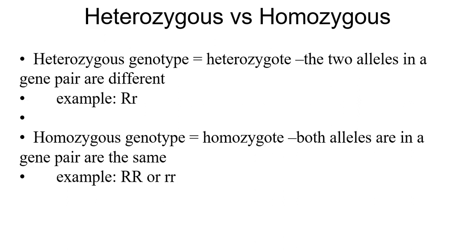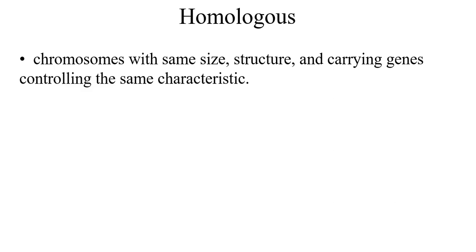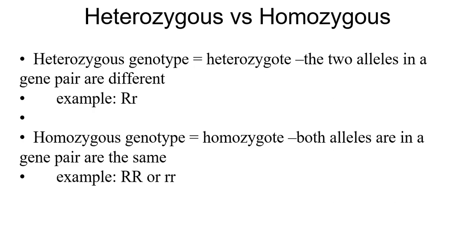Okay? Now we've got the terms heterozygous and homozygous. So let's go back just a second. Notice the term homologous refers to chromosomes. Homozygous and heterozygous refer to the genes on the chromosome, or the alleles on the chromosome. So hetero means different. So a heterozygous genotype, or what's called a heterozygote, the two alleles in the gene pair are different from each other. Big R, little r.